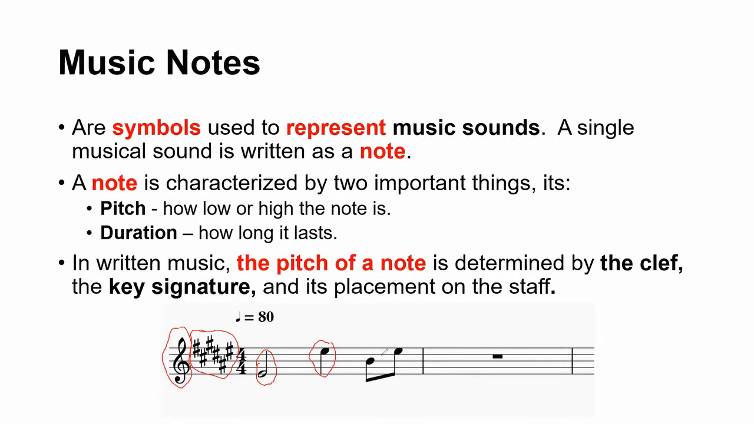Likewise, this note here is on a different level. It's in the middle of the staff. The pitch is different from this one, which is also higher than this one. So this note here is higher in pitch than this note. This note is lower in pitch than that note. This note is higher in pitch than this note. All these are music notes, and where they are placed on the staff will tell you the pitch of the note.